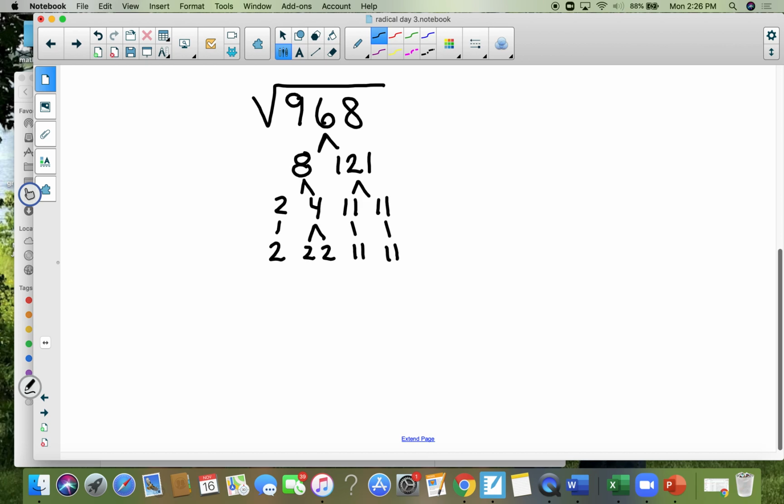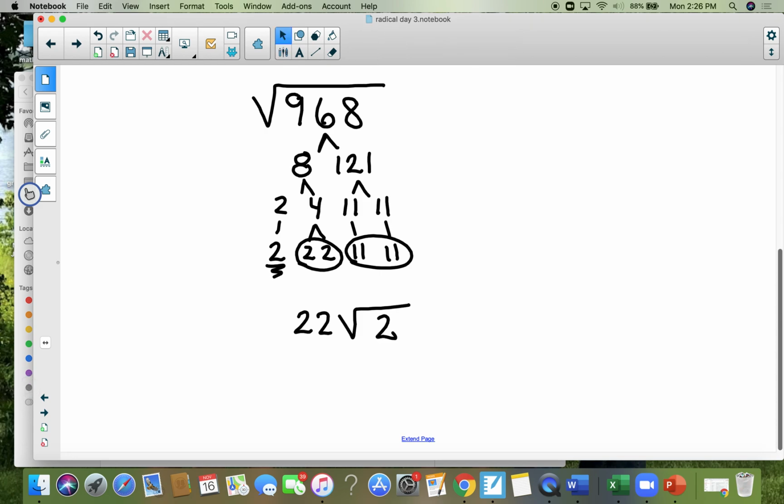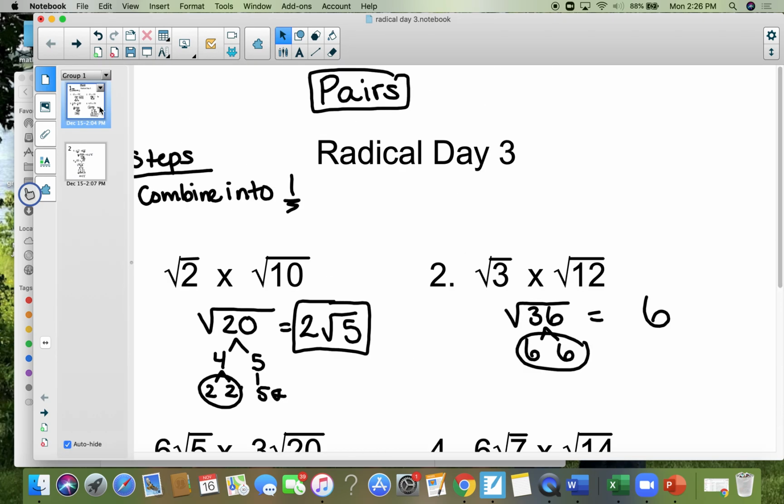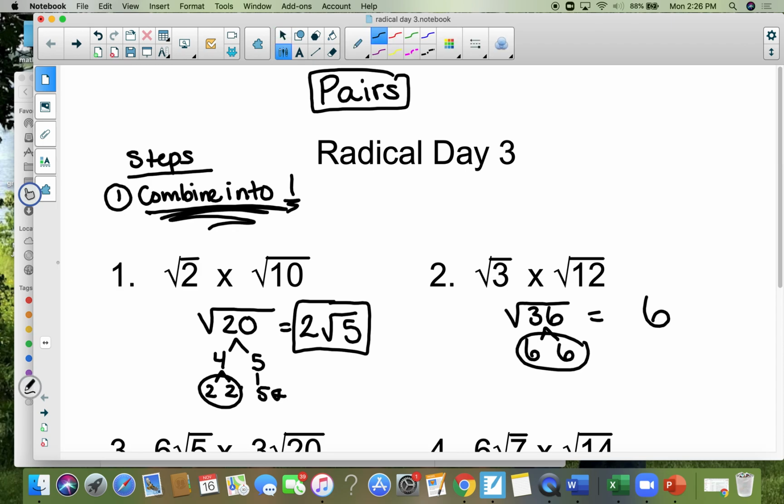So what gets to come out? A pair there and a pair there. A 2 gets to come out and 11 gets to come out. Everybody see that the 2 and the 11 get to come out, and 2 times 11 is 22 with a root 2 left inside because this guy doesn't have a partner. So day three, you learned how to combine into one radical before you start. And it's the same process.